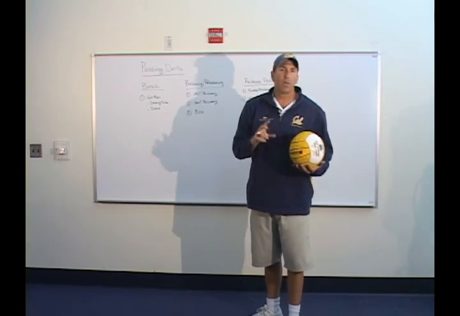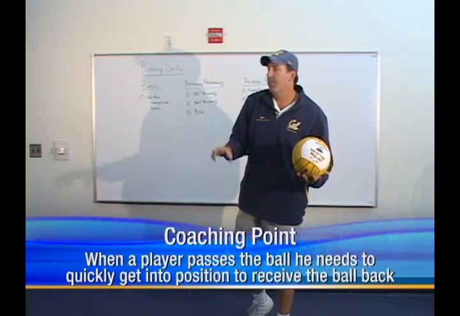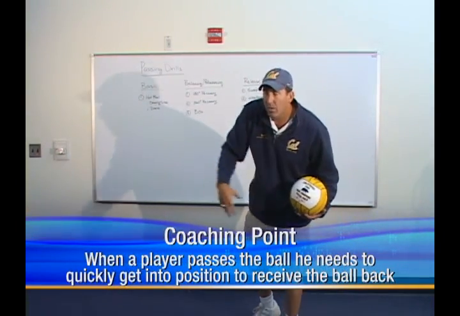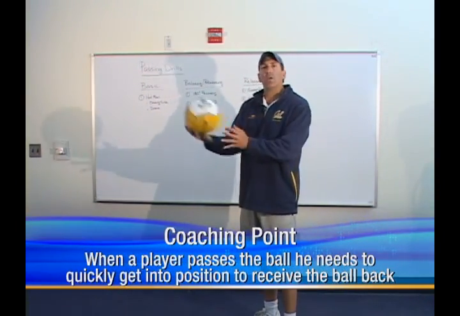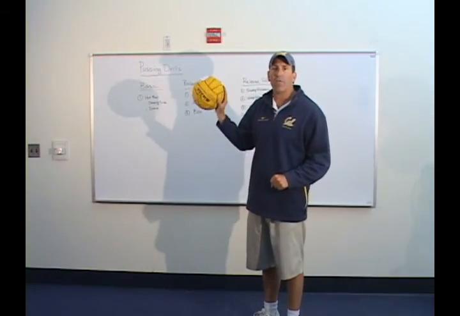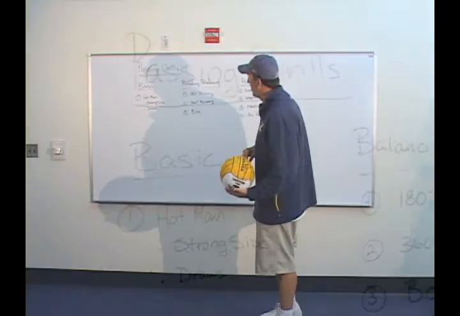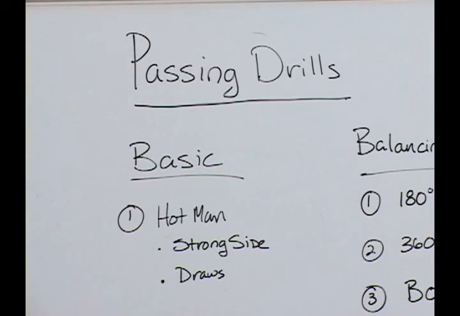A key mistake that kids make is that they pass the ball and then they spectate. When you release the ball, you got to quickly get your legs back underneath you so that you can receive the ball quickly. We talk about preparing yourself for the pass before it comes to you, not as the ball's coming to you.